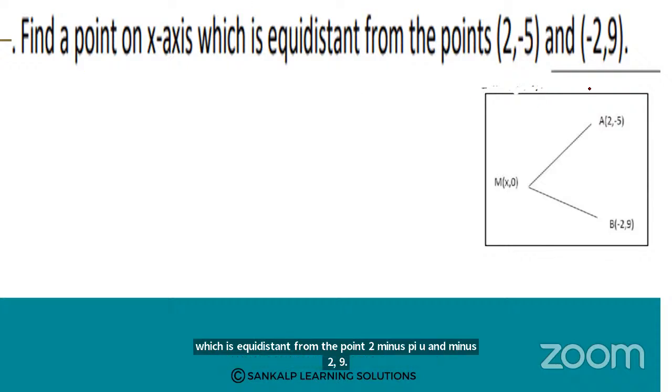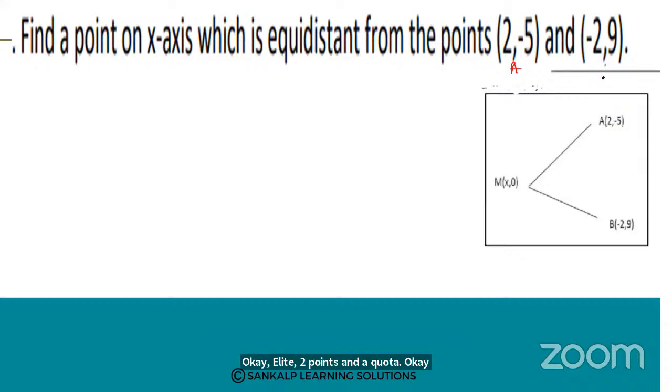Okay, here 2 points are given. We call it as A, it is B. This is A, this is B. These 2 points are equidistant from the point x0, meaning a point on x-axis. How are we going to solve this question?